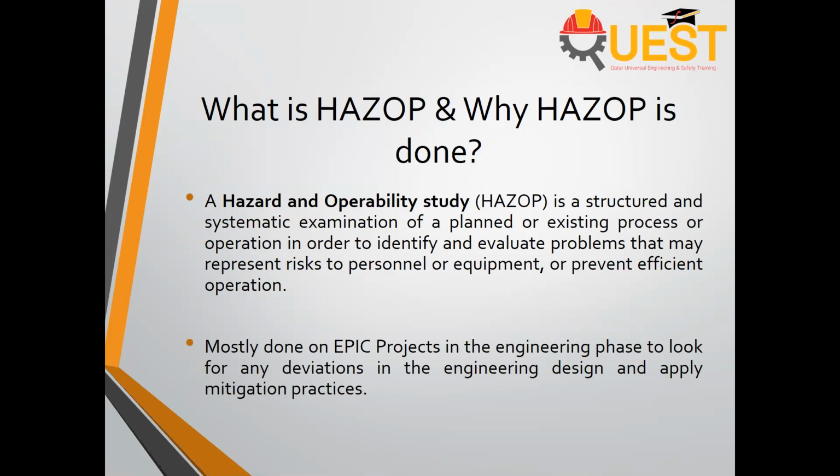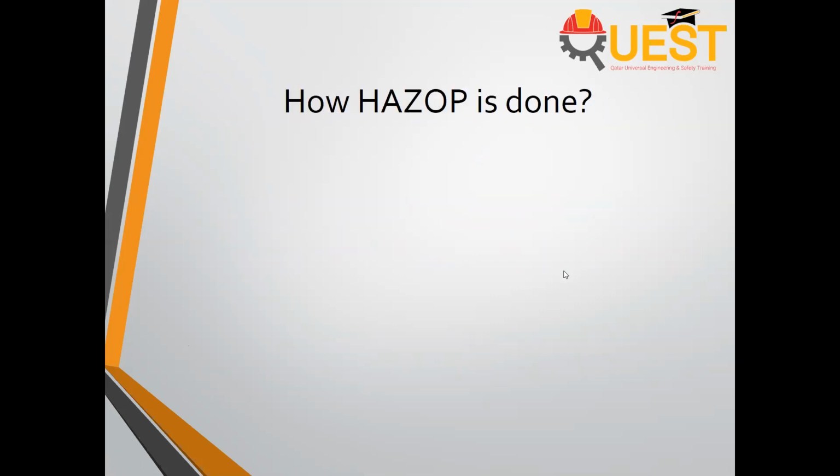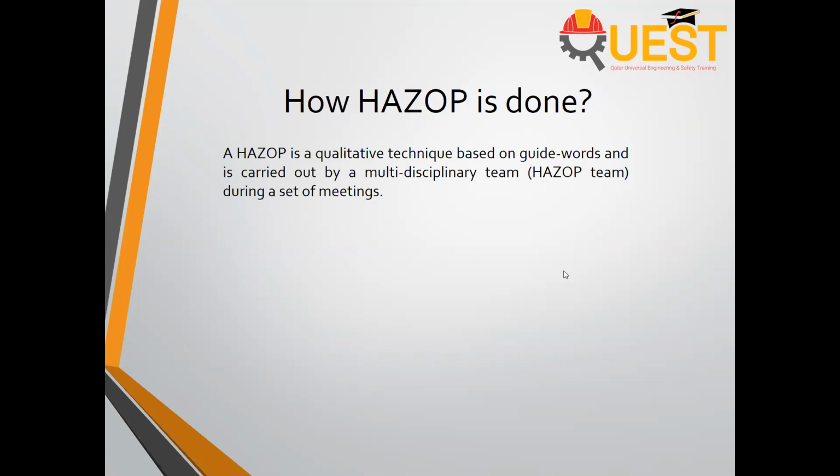Actually, HAZOP is a structured and systematic examination of a planned or existing process or operation in order to identify and evaluate problems that may represent risks to personnel or equipment or prevent efficient operation. HAZOP is mostly done on EPIC projects in the engineering phase to look for any deviations in the engineering design and apply mitigation practices. How the HAZOP is done.